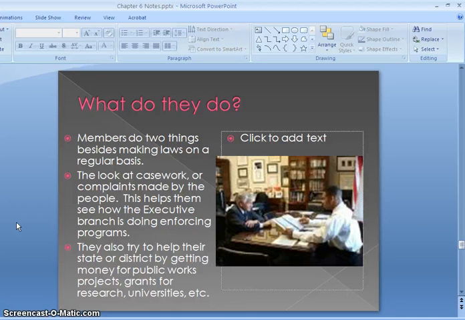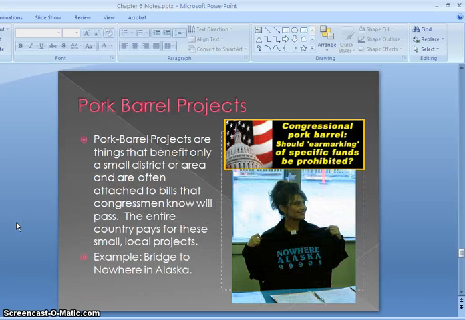Okay, so what do they do? Members do two things besides making laws, okay? They make sure that they're looking through your complaints to see what's important to you, as well as trying to get public works projects for their constituents passed through. These public works projects are called pork barrel projects.